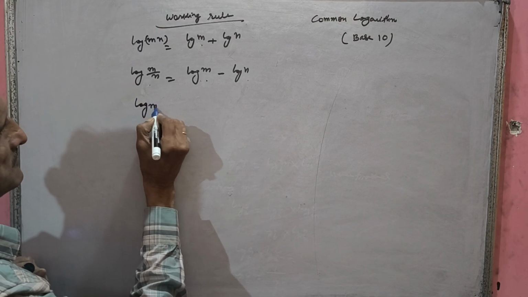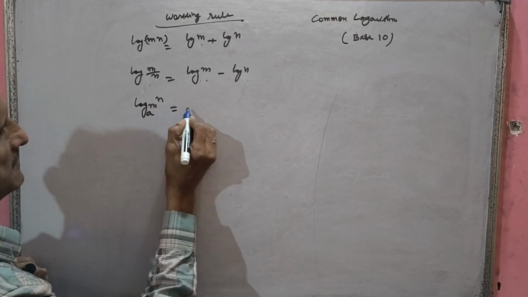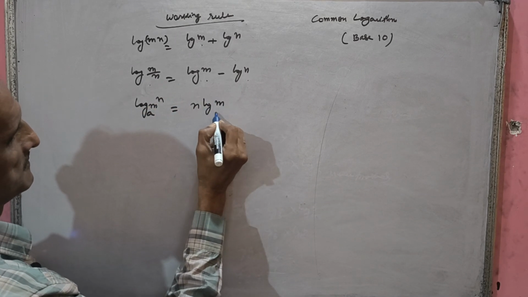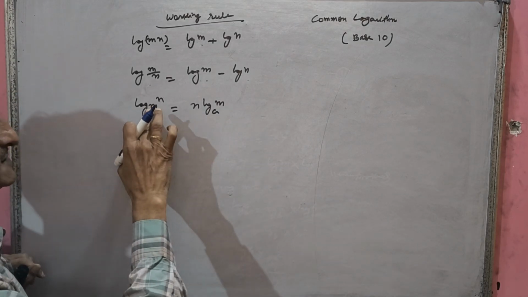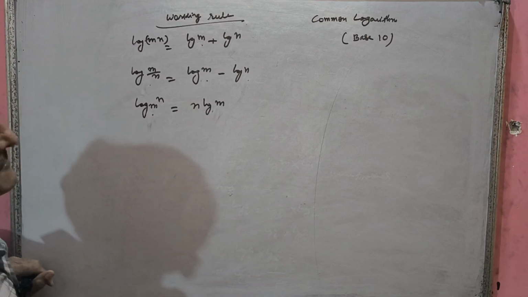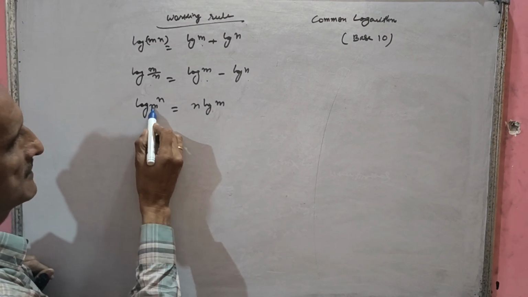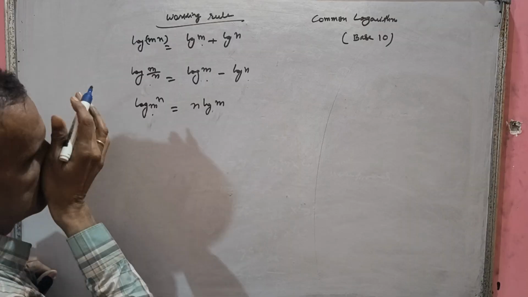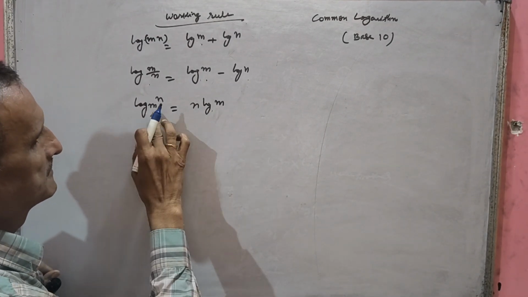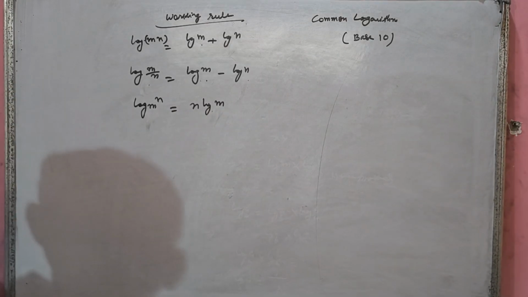We have this one, m to the power n to the base a. This will come this side, n into log m to the base a. If the base is not here, so what will we write now? Log m to the power n can be written as n into log m. If the base is provided, we will provide the base. If not, then you will not.